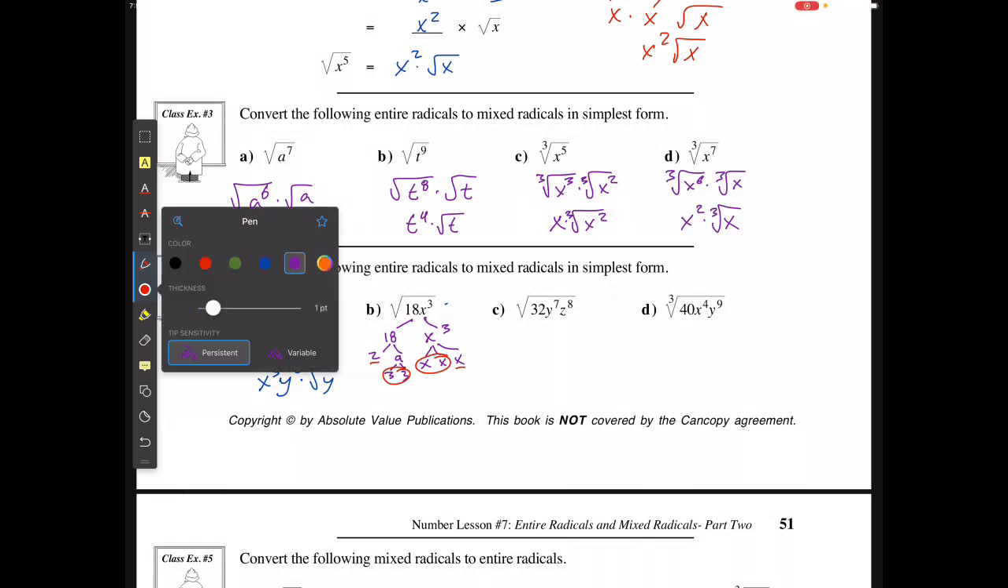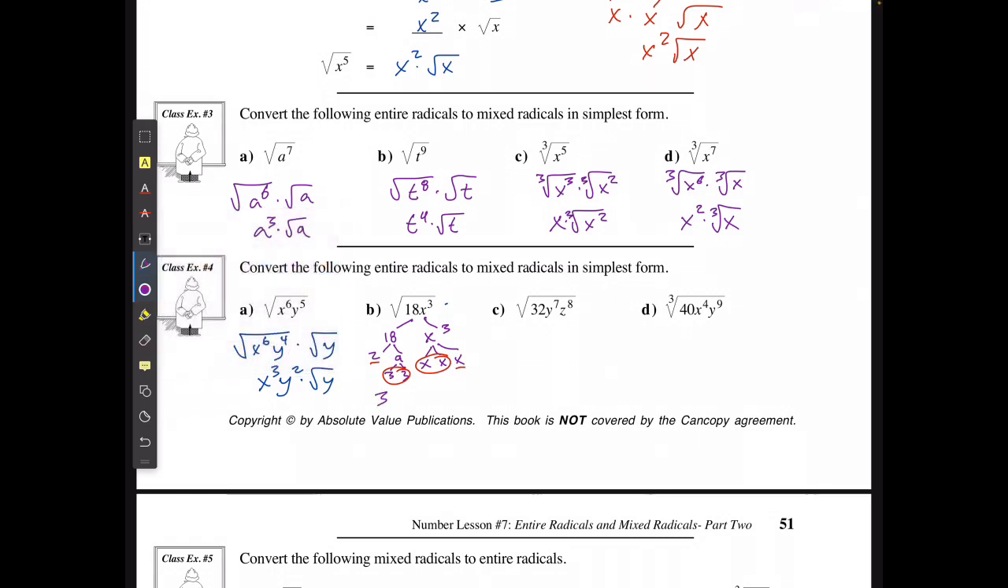So the 3 and the x are going to make it out, and then I'm going to have a 2 and an x left inside. And that works for all of these.